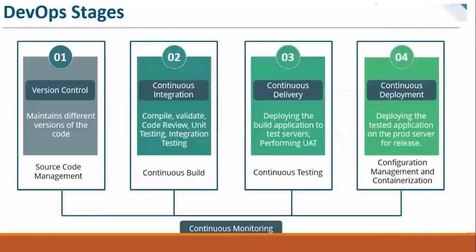Guys, now you understood? So what are the DevOps stages? Version control, continuous integration, continuous delivery, continuous deployment. Version control maintains the different versions of the code, source code management. Then compile and validate, code review, unit testing, integration testing, deploying the built application into the testing servers, so performing UAT on the servers. And continuous deployment, deploying the tested application on the production servers for release.